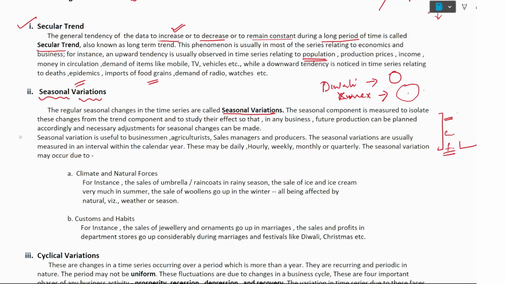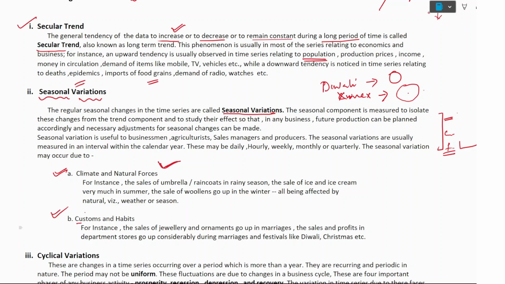Seasonal variation is useful to businessmen, agriculturists, sales managers, producers, etc. Seasonal variation may occur due to climate and natural forces. For example, the sale of umbrellas and raincoats in the rainy season, the sale of ice and ice cream very much in summer, and the sale of woolens going up in winter. Therefore these are all affected by the weather or season, so it is called seasonal variation or seasonal trend.